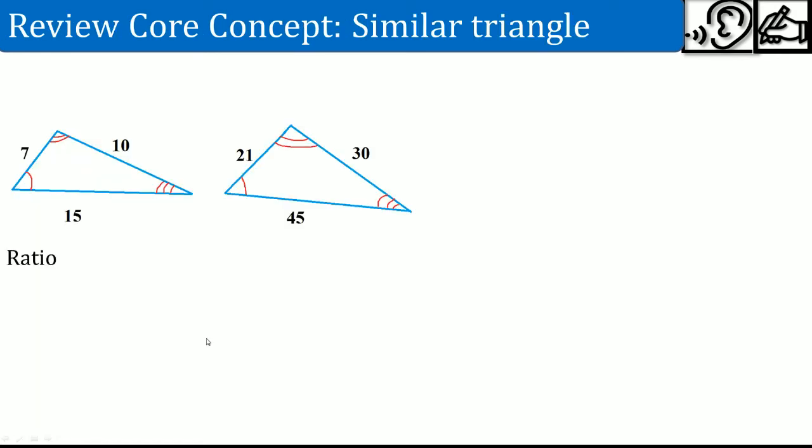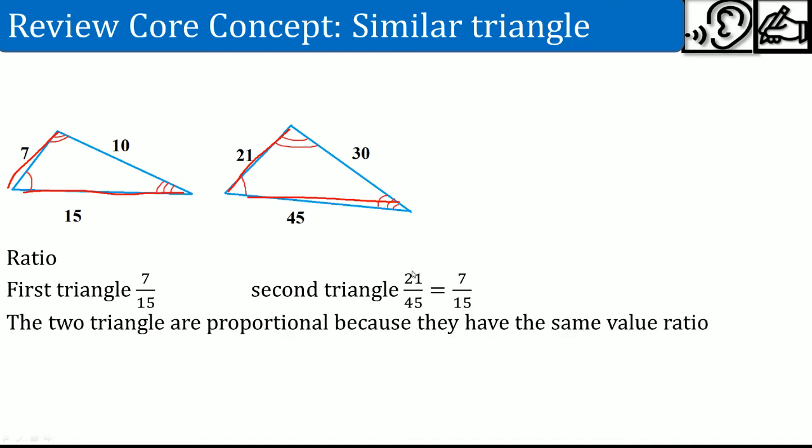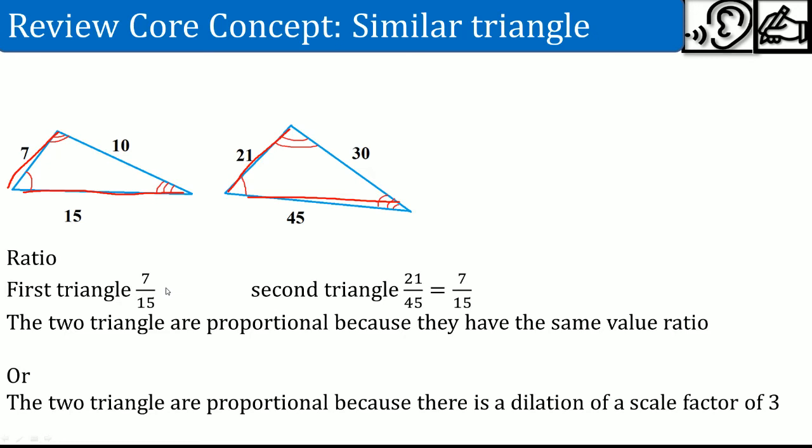Next, I just want to review this core concept with you. You could either set up the ratio. How am I setting up the ratio? Okay, I went this side divided by this side, so it's going to be this side divided by this side. 7 over 15. And the other one's 21 over 45. And I have to reduce that. That becomes 7 over 15 because you pull out the greatest common factor of 3. So you would say that the two triangles are proportional because they have the same value ratio. Their values are the same, which is 7 over 15. Or you would say the two triangles are proportional because there's a dilation of 3.